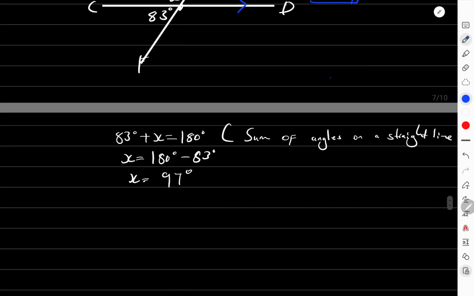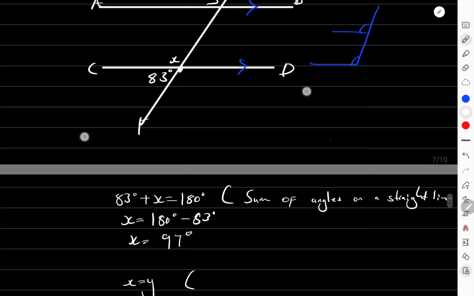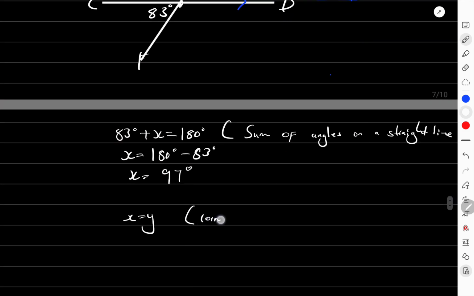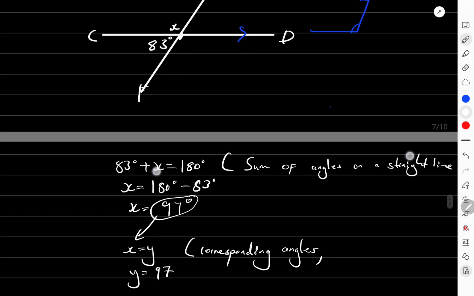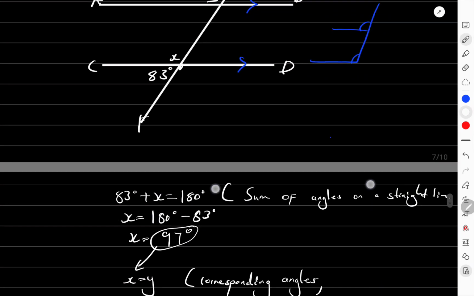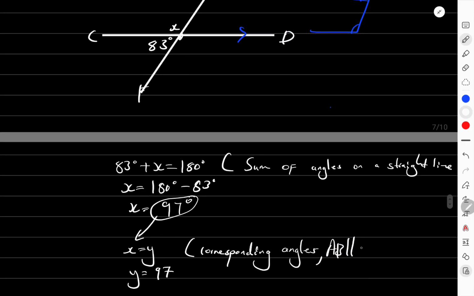Therefore, now I'm going to say x is equals to y. Reason is going to be corresponding angles. After writing corresponding angles, I'm going to substitute. Wherever I see y, I have the right to substitute 97. Therefore, y is also equal to 97. But then after writing corresponding angles, I have to write which lines are parallel. Therefore, I'm going to say AB is parallel to CD. Line AB is parallel to line CD.